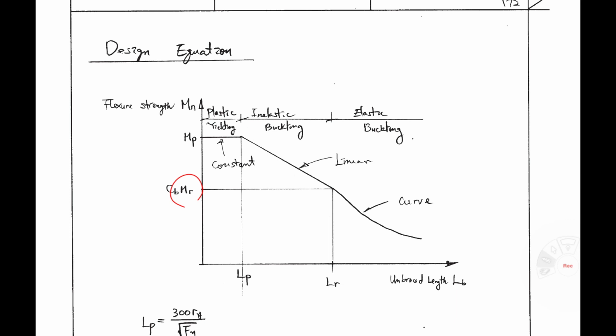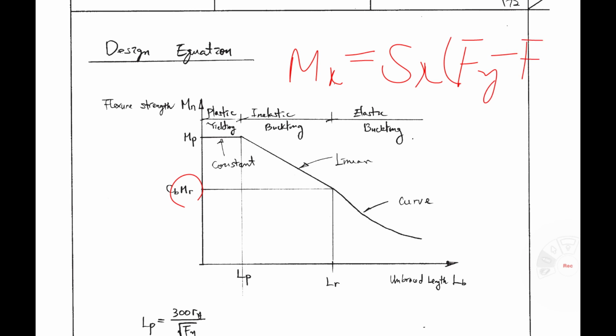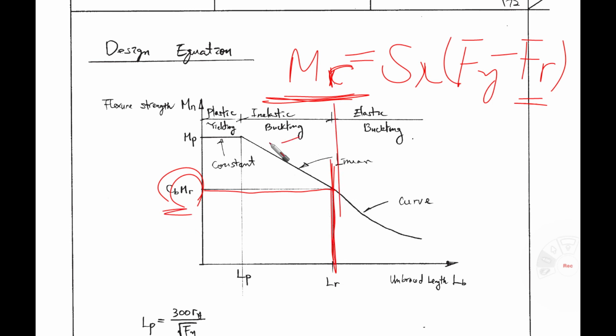I'd like to explain Mr. Mr equals Sx times Fy minus Fr, where Fr is the residual stress. For the students who already took the undergraduate course, I explained this Mr in detail there. But some of you didn't take my undergraduate course, so I'd like to explain this equation. Mr is this one. The moment is divided by this line: above the line is inelastic buckling, and below is elastic buckling.